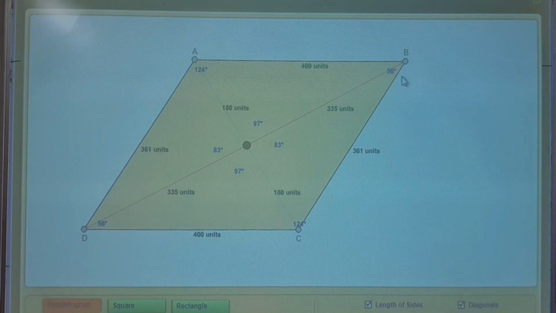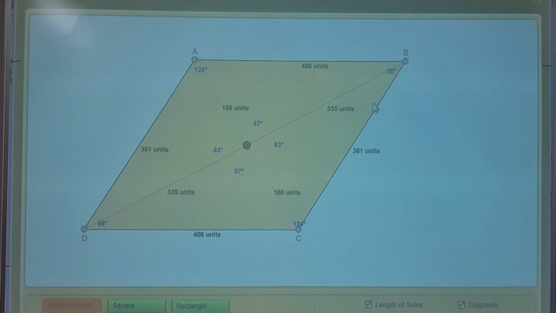124, 124, here 56, 56. So, in a parallelogram, opposite angles are equal. Understood? And then one more is there. Sum of angles on the same side is equal to 180 degree. These two are parallel lines, right? So, if you take this as transversal, if you add this 124 plus 56, you will get 180 degree.